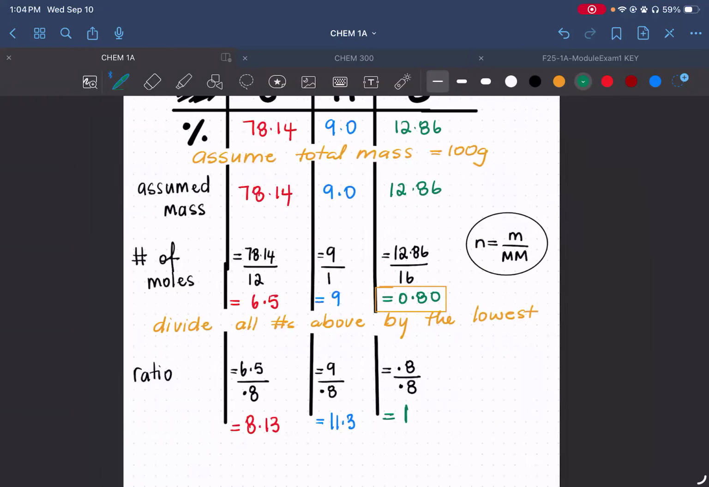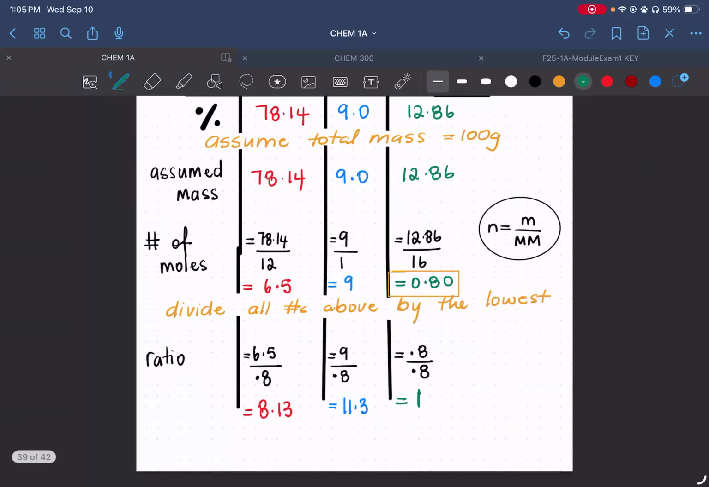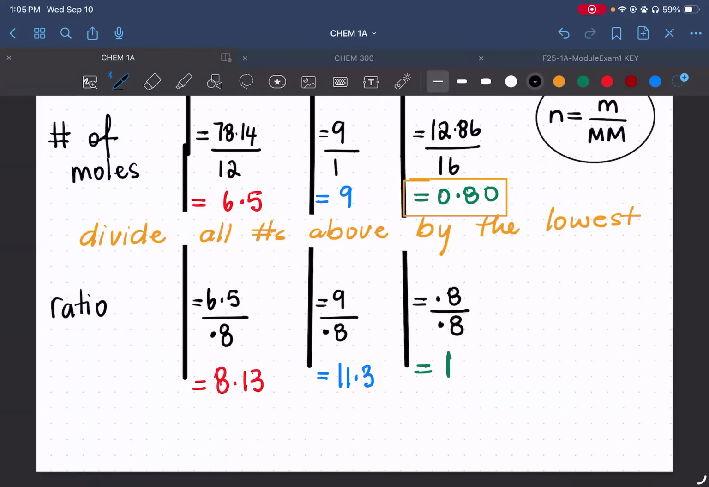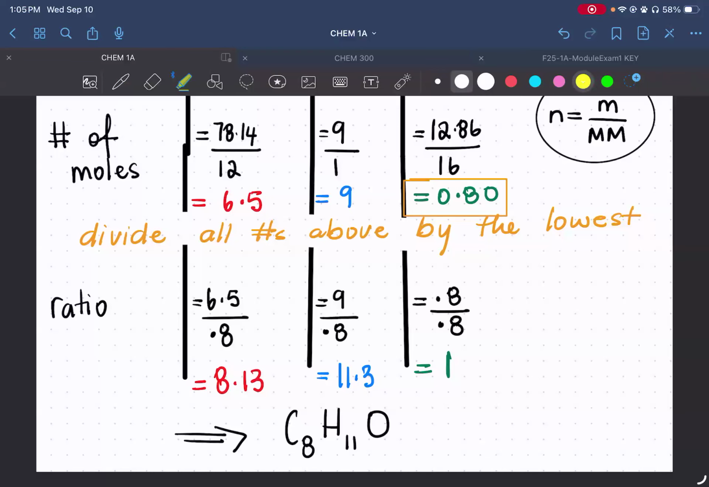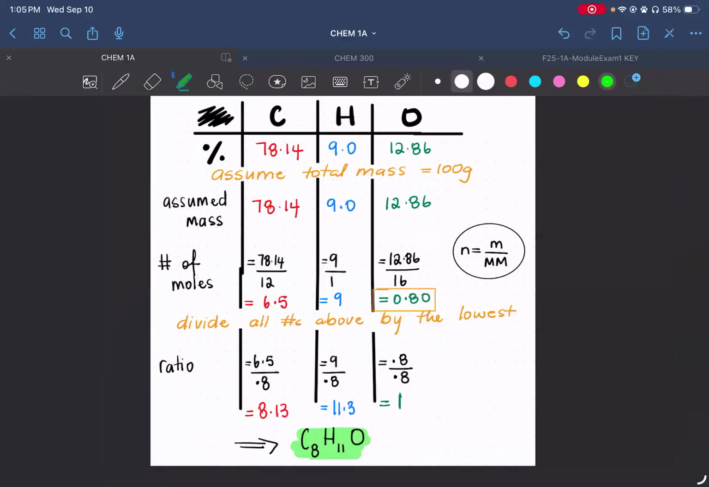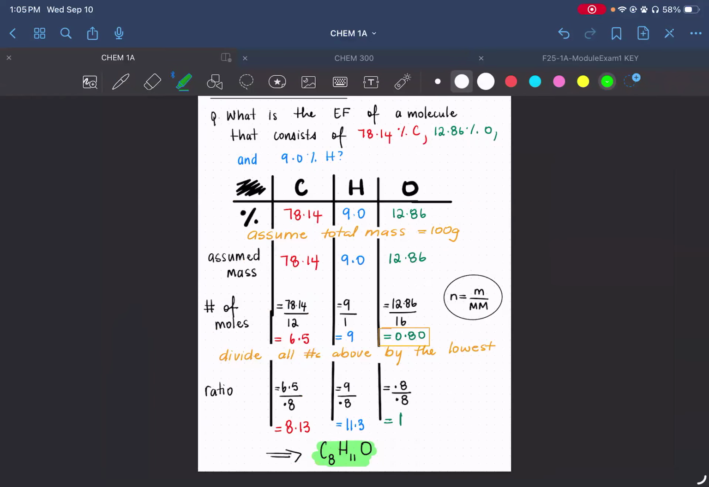Now that we have the ratio, we are able to say that for the molecule, we have 8 carbons for every 11 hydrogens for every 1 oxygen. And this right here is the empirical formula of the molecule in question.